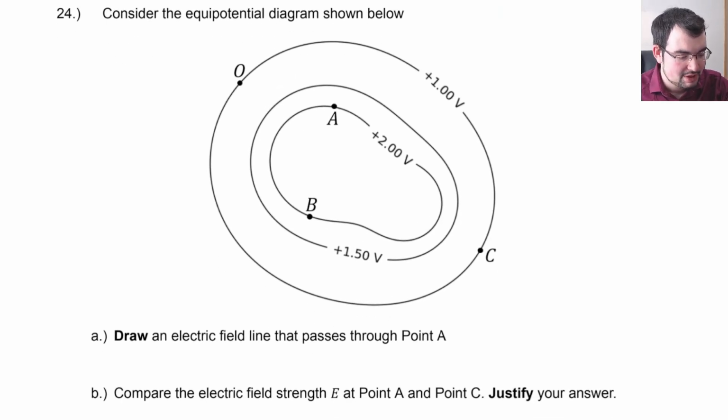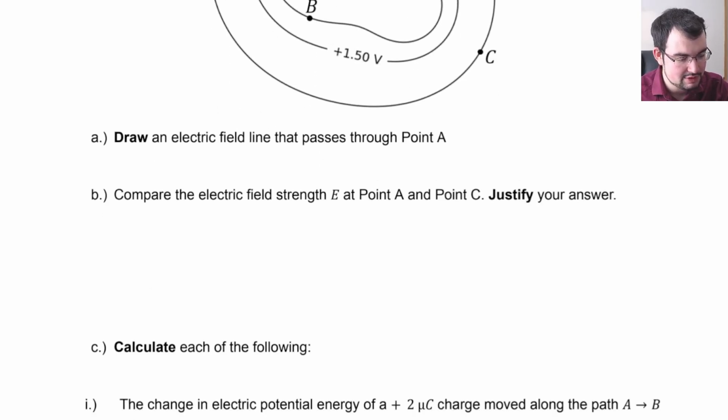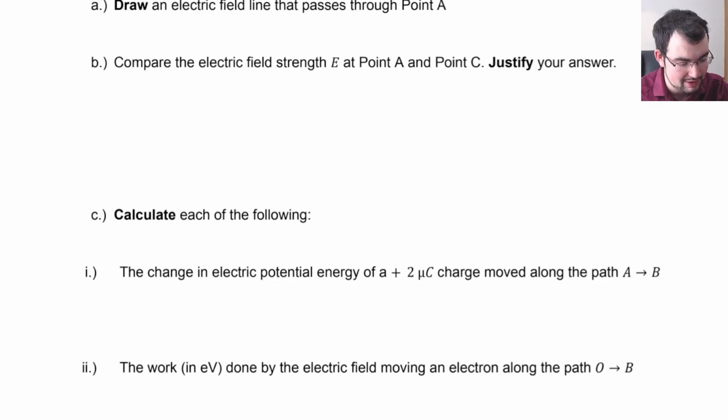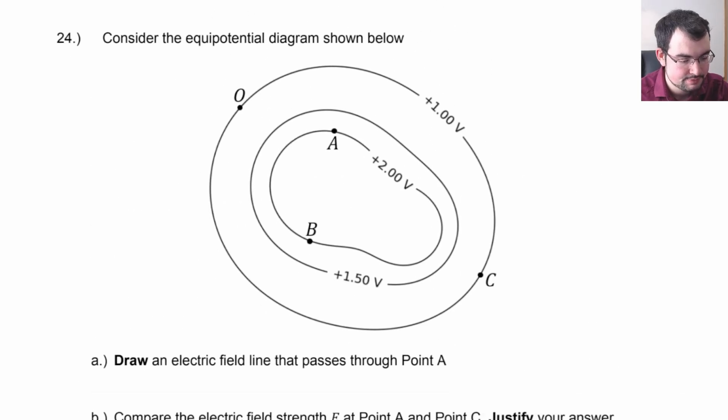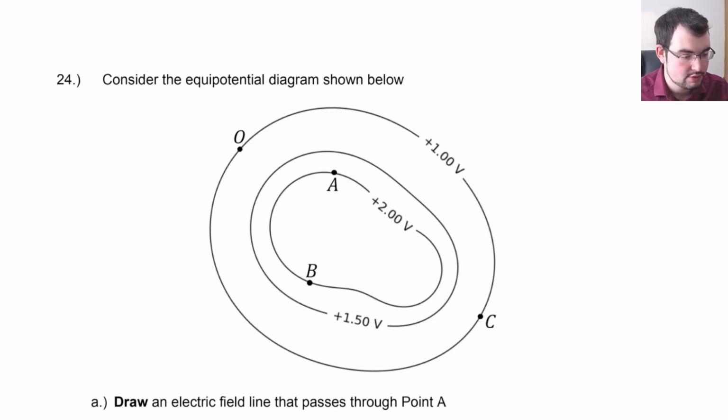So here's our equipotential diagram. Draw the E field line that passes through point A. We want to compare the E fields at different points, and then we want to calculate some things. Okay. E field line that points through A. Well, two rules. We have to be perpendicular, and we have to point downhill. So we do know that it's going to be this.